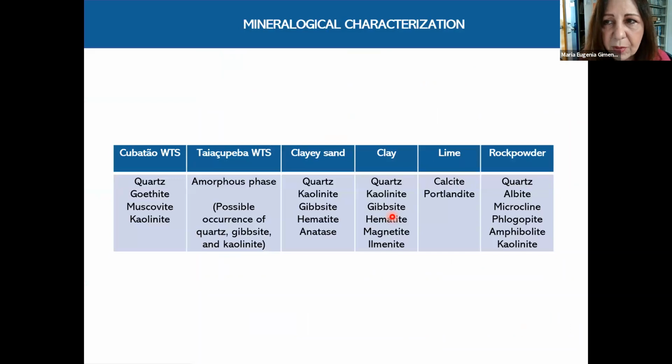Here's the mineralogical composition of the used materials. The mineralogical composition of Cubatão sludge is compatible with the gneissic rocks and the residual soils through which the Cubatão River flows. Itaiaçupeba WTS, on the other hand, is composed mostly of amorphous phase. X-ray diffractometry could not identify crystalline phases, and the amorphous phase probably is organic matter and also amorphous iron and aluminum hydroxides from the coagulants and also the polymer.